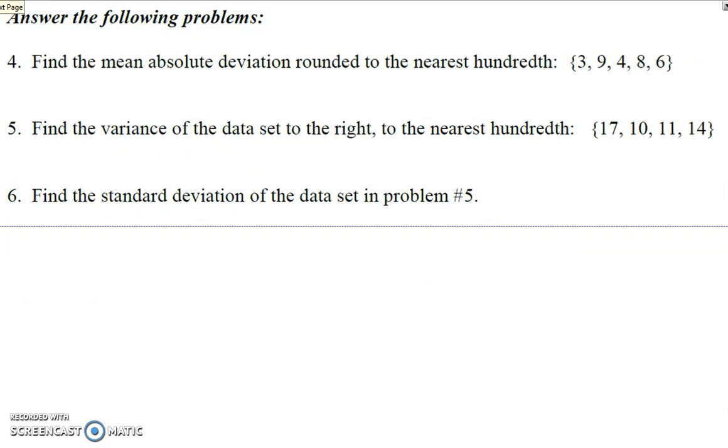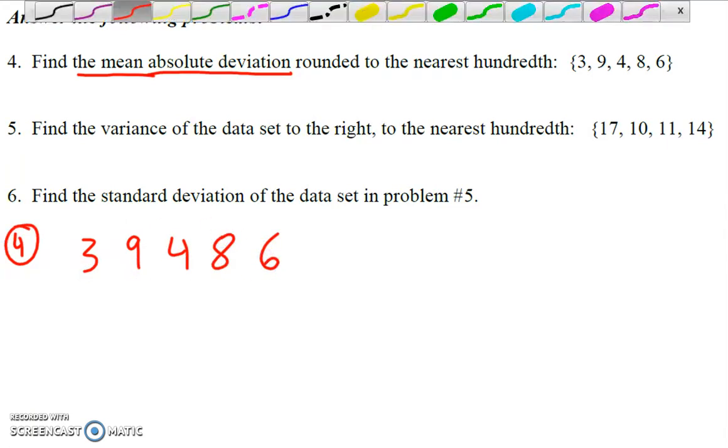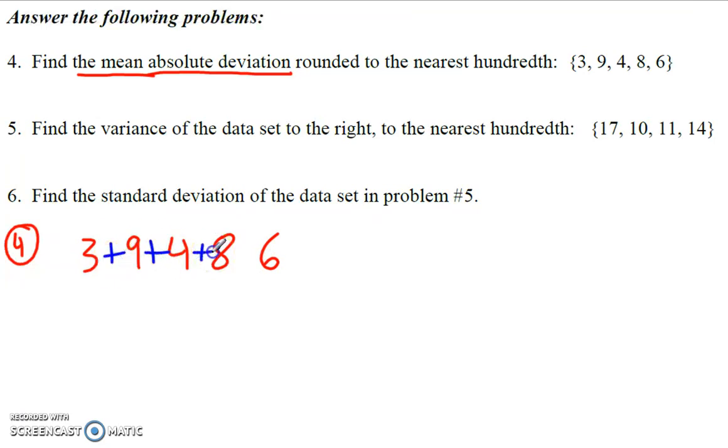Number 4, find the mean absolute deviation. Mean absolute deviation. That's your cue that this is using the absolute value. So number 4, remember time-saving strategies I showed you. 3, 9, 4, 8, 6. First thing you do is you find the mean of these. That gives you a total of 30. There are 1, 2, 3, 4, 5 numbers here, so we're going to divide that by 5, and that gives you a mean of 6.